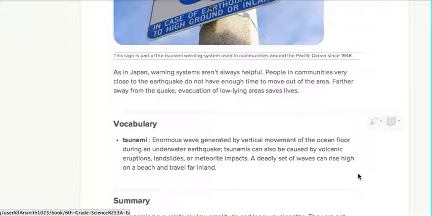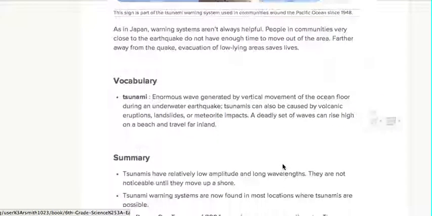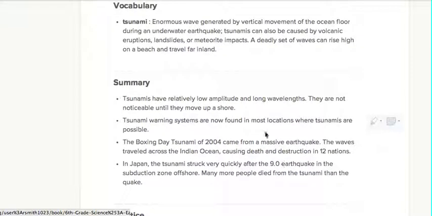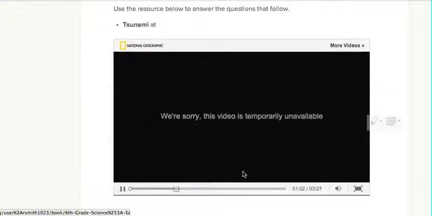Here we see the definition for tsunami. That'd be probably a good thing to remember. And then we have these things to remember from our reading right now. You can pause the videotape and take a look. Now, this National Geographic video is obviously temporarily unavailable, so we won't watch that.